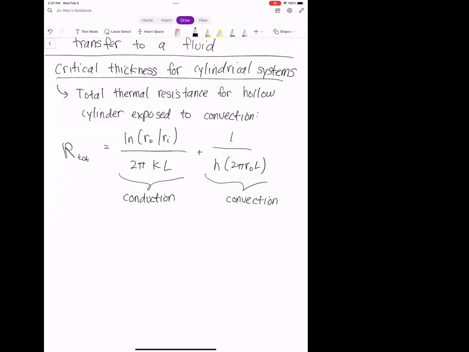This idea of a critical thickness, or you can almost think of it as a critical radius, is that this thermal resistance is going to reach a minimum at some point.